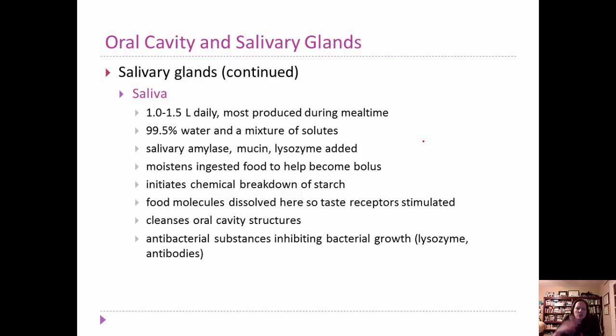Also, saliva is important to make sure that we taste things. Remember that with olfactory receptors, the food molecules, if you want to taste it, have to be dissolved in a liquid substance, and that's going to be saliva. Once it's dissolved, it can go in and bind to those little taste receptors, and that is another importance of saliva.